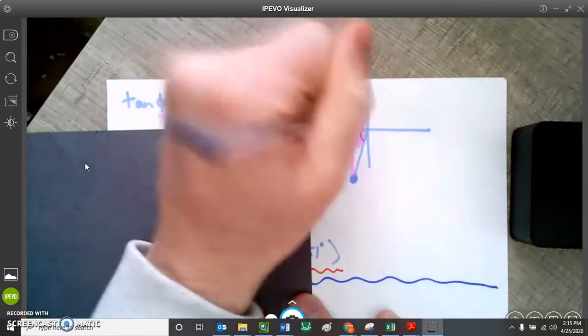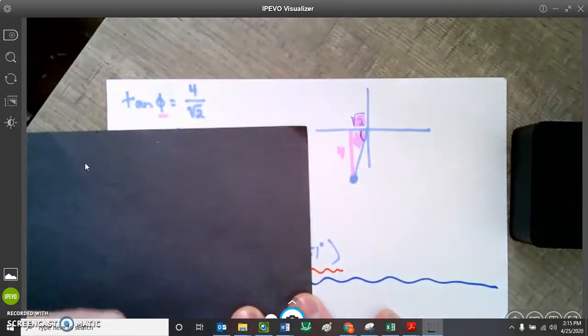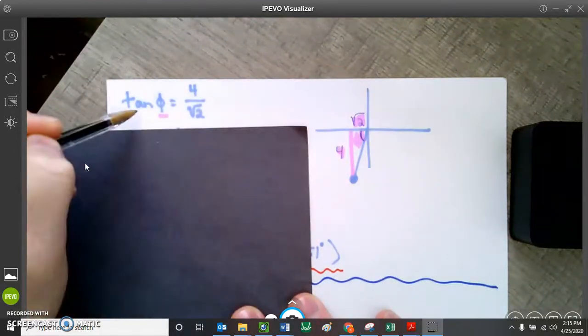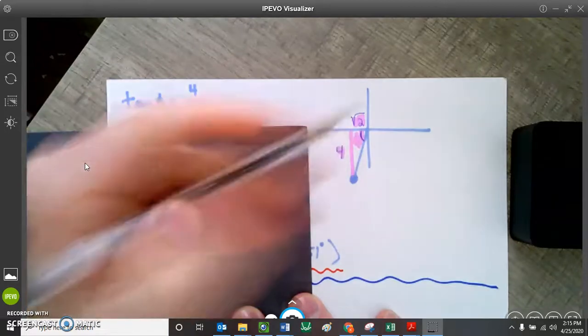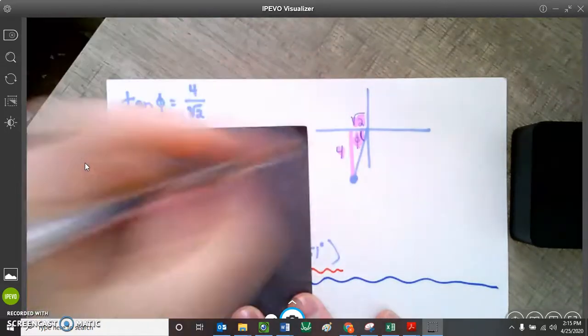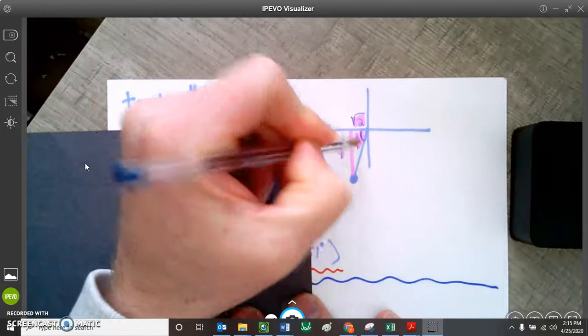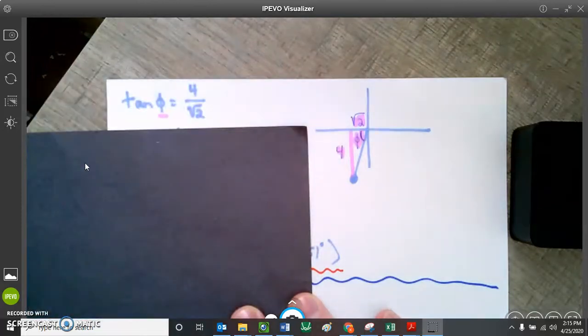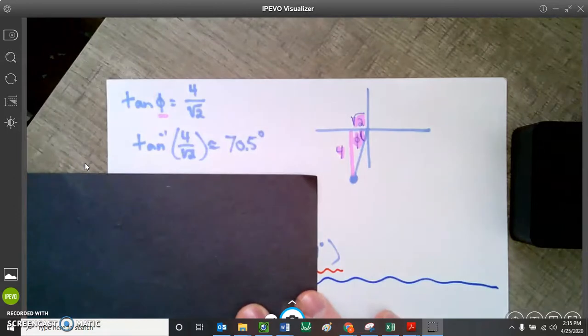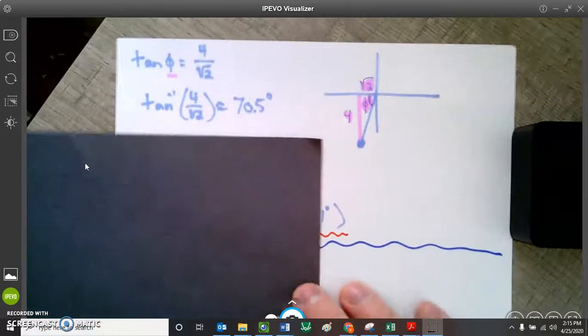This is supposed to be the square root of 2, and this is supposed to be 4. So by solving this little equation in here, and ignoring the signs, I'm going to find this angle phi, this reference angle, and then just remind myself that I need to add 180 to it. So being aware of what quadrant you're in is helpful on these. So there's my inverse tangent. There's that 71 degrees. I think I said 70, but it's about 71 degrees if I'm rounding correctly.